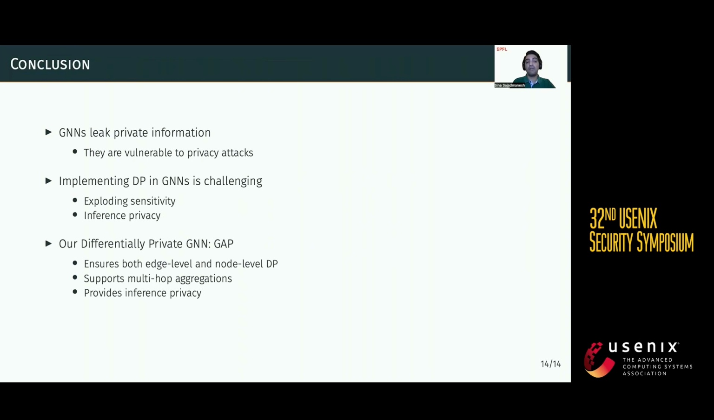So to conclude, having a differentially private GNN model is important because GNNs can leak private information. But achieving DP in GNNs is challenging because we have the exploding sensitivity issue, and also we need inference privacy. We proposed GAP, which is a differentially private GNN model based on the aggregation perturbation technique. It can achieve both edge-level and node-level DP. It also supports multi-layer aggregations and provides inference privacy.